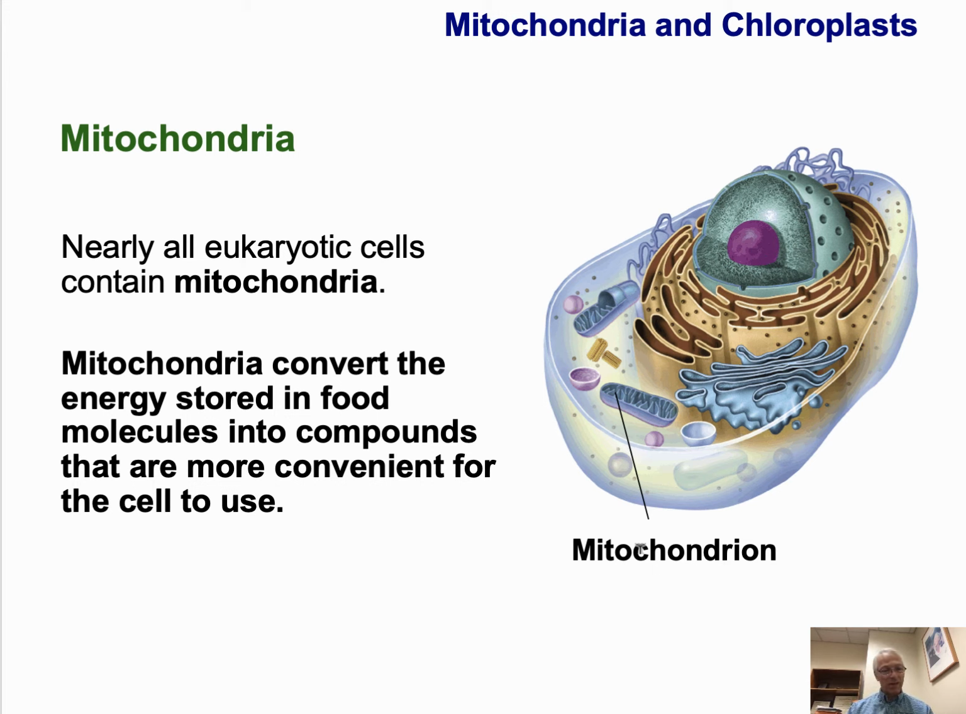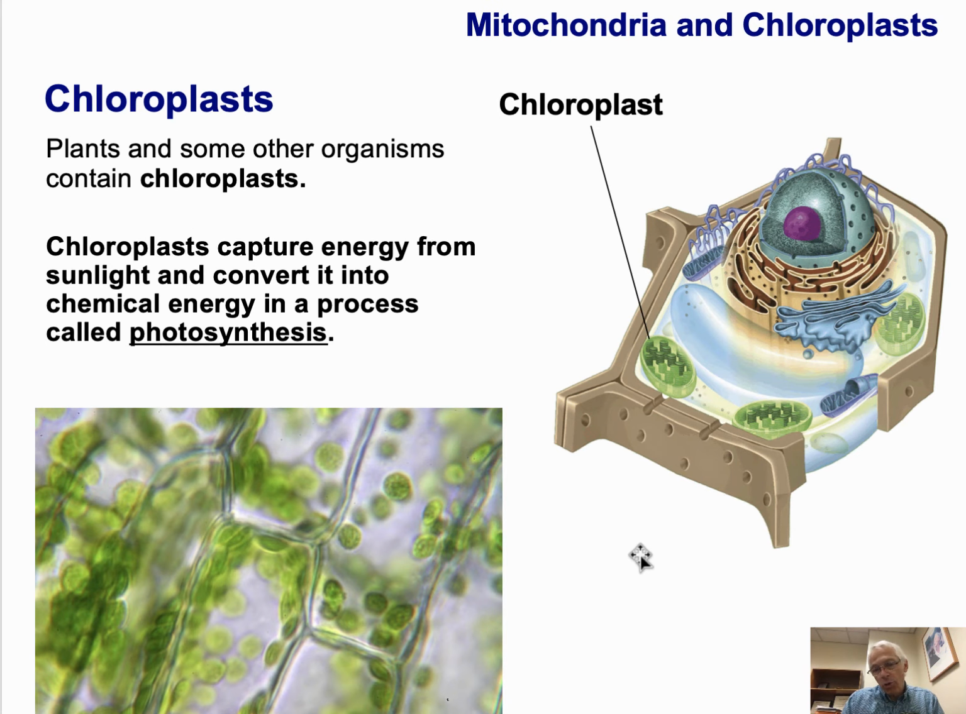In the same way you might have a power plant that burns natural gas or coal, or maybe uses nuclear energy. Those are sources of energy, but you can't plug your refrigerator into them. And the cells need a useful source of energy, and mitochondria are responsible for making that. Chloroplasts in the plant cells, that's where photosynthesis takes place. And again, we will look at photosynthesis and cellular respiration in more detail pretty soon.